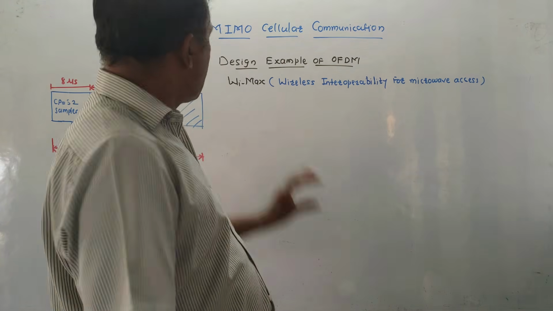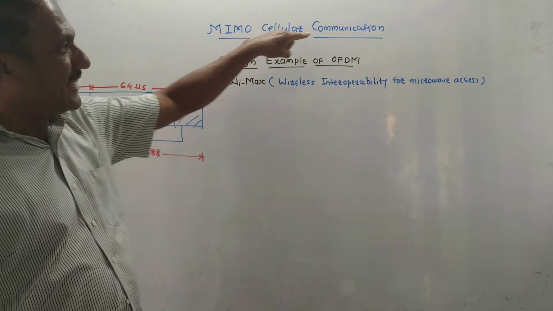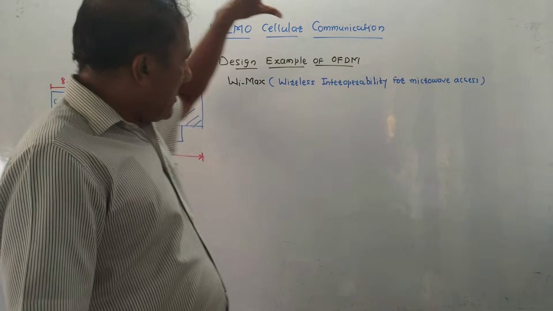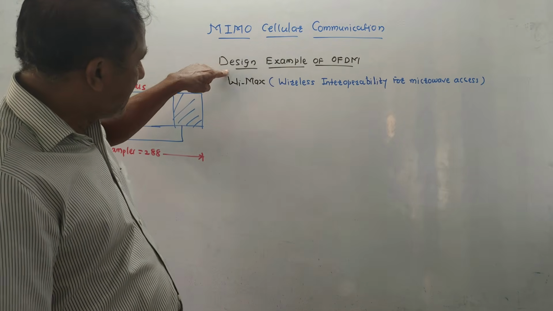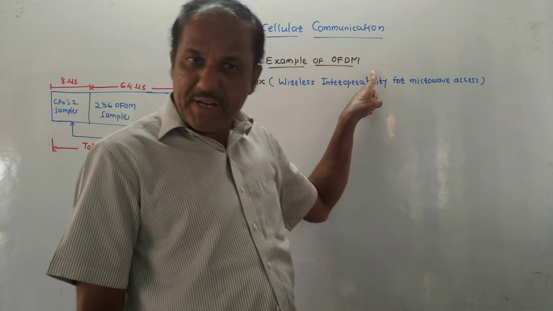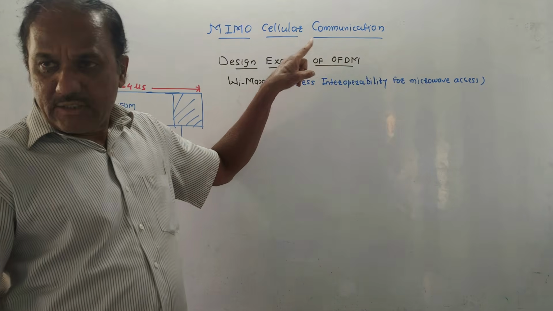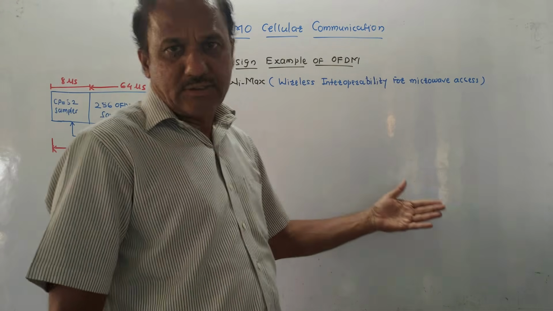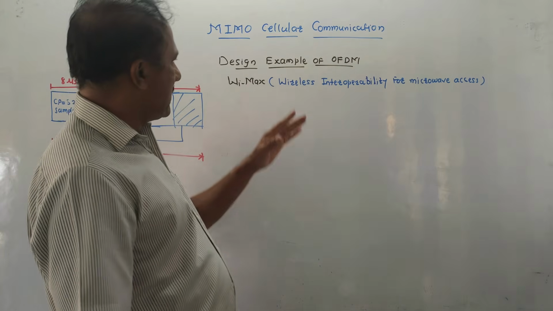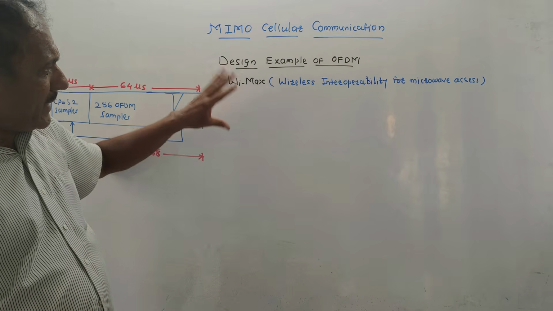Dear students, this topic is MIMO, that is multiple input, multiple output cellular communication. We will start today's session with this design example of OFDM. In the last video, I have already covered OFDM, that is orthogonal frequency division multiplexing. If you haven't yet watched the last video, do watch the video. So we'll start with the design example of OFDM.